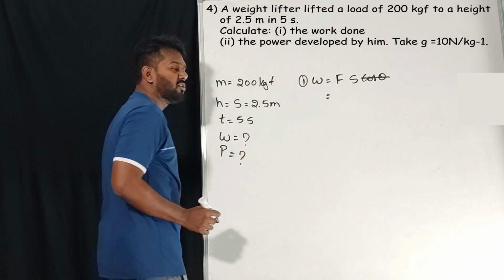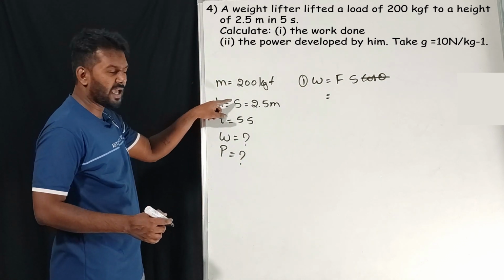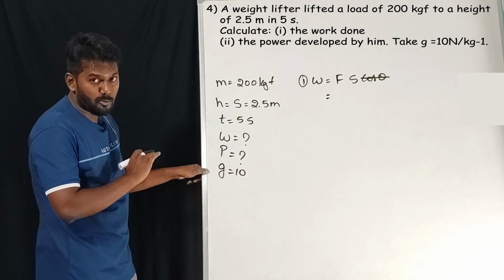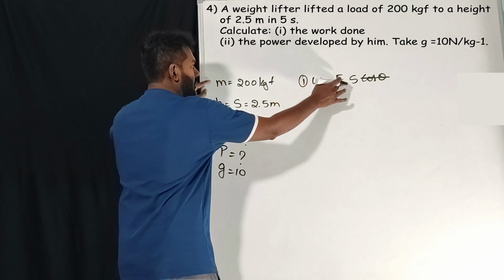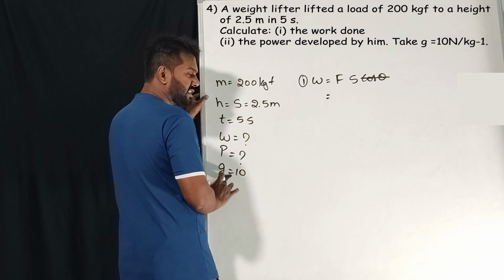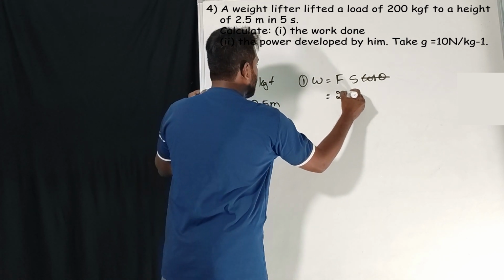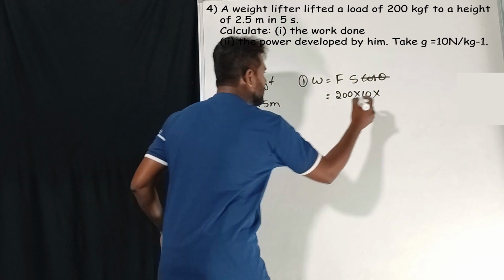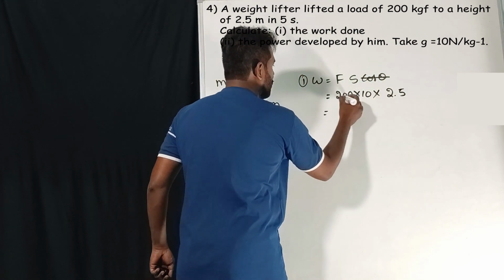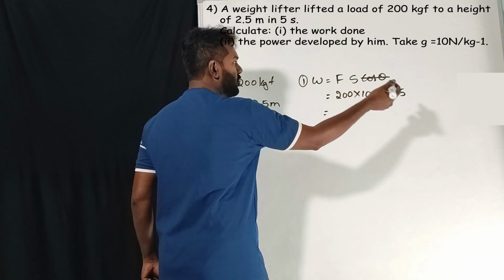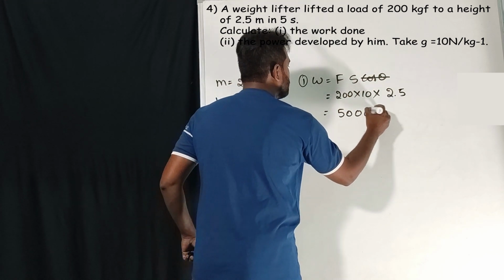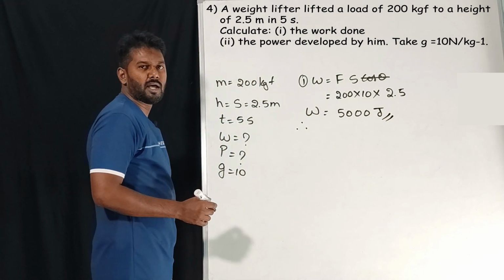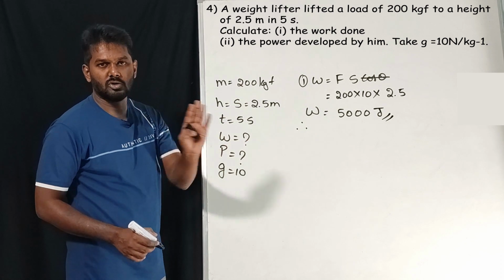Now we don't have the value of F, correct? F we can take as mass into gravity. In this question they have given g value as 10. Don't worry about the unit again. So force is nothing but mass into acceleration due to gravity, that is 200 into 10. Then s value is 2.5. So 200 into 10 is 2000, 2000 into 2.5 is 5000 joules. That's it. So write the conclusion. Therefore, work done by the person is 5000 joules.